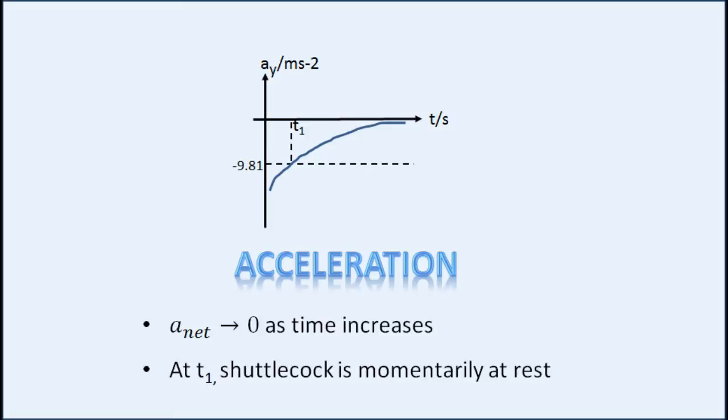The acceleration of the shuttlecock starts with a negative value and increases at a decreasing rate until acceleration reaches zero, the point where terminal velocity is reached. When the net acceleration of the shuttlecock reaches negative 9.81 at t1, the shuttlecock is momentarily at rest. This is because the net acceleration is equivalent to the acceleration due to gravity, showing that there is no resistive forces and hence no velocity.